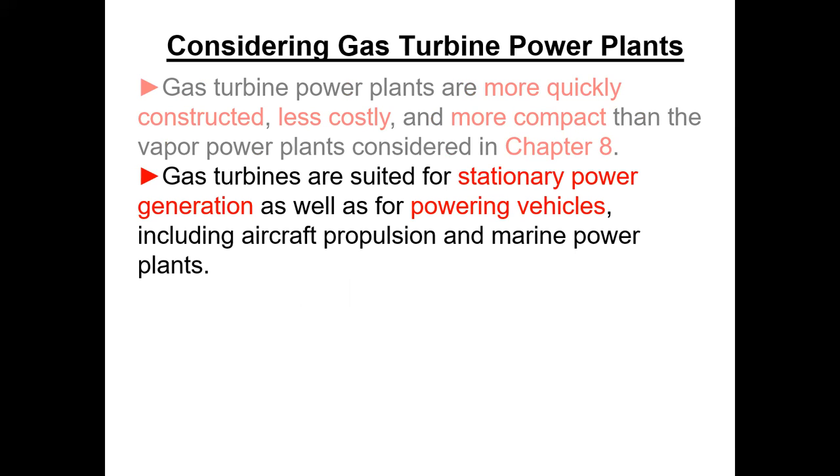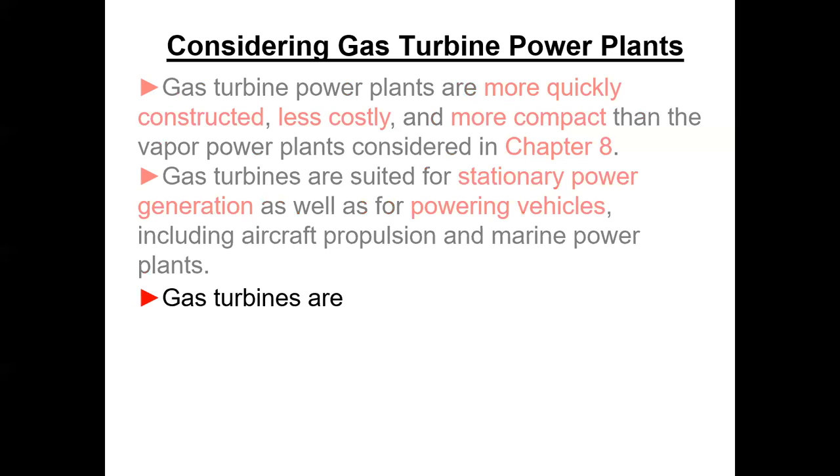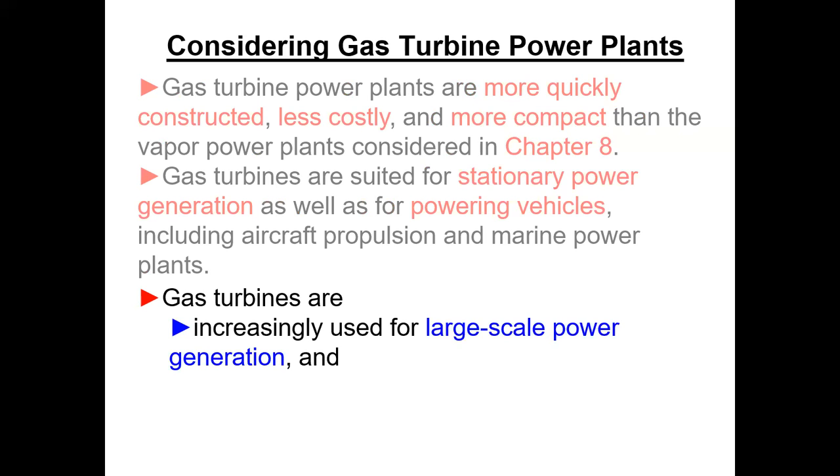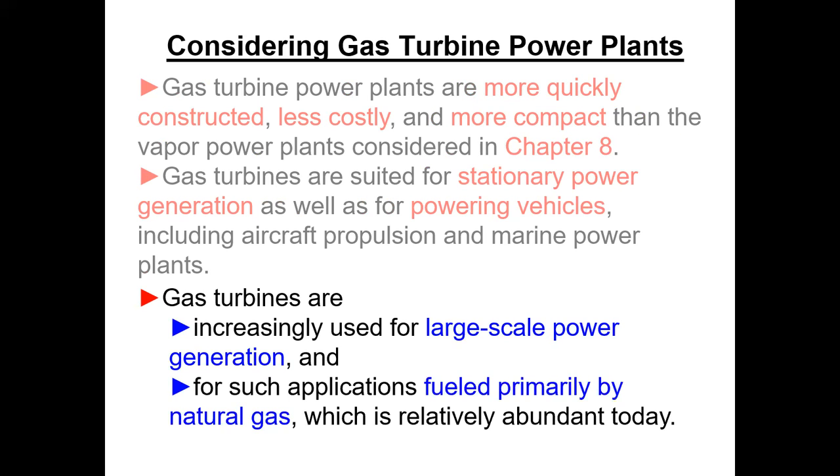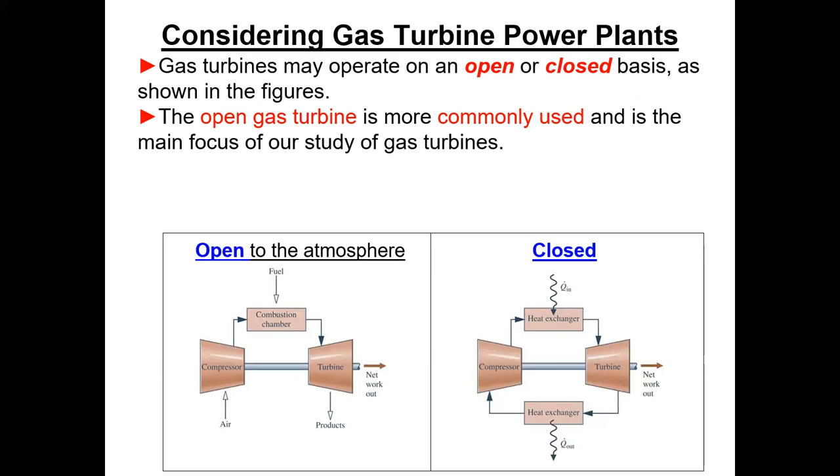Gas turbines are really good for stationary power generation as well as powering vehicles and aircraft propulsion. Gas turbines are increasingly used for large-scale power generation, and they're primarily fueled with natural gas.